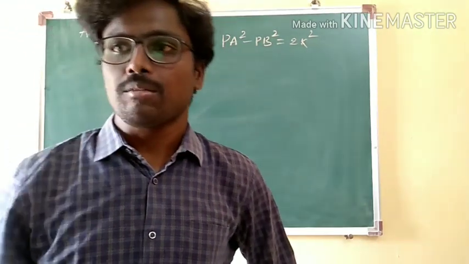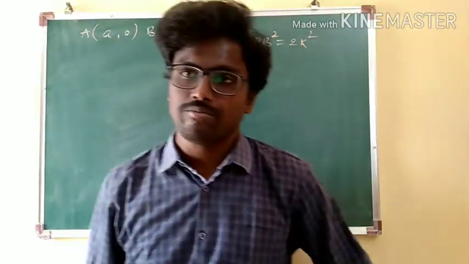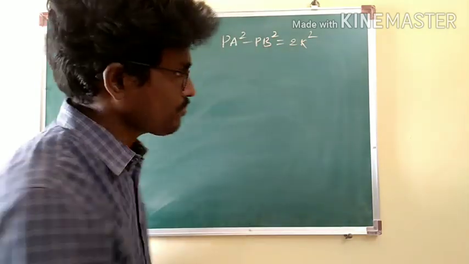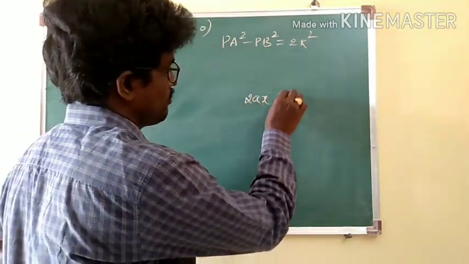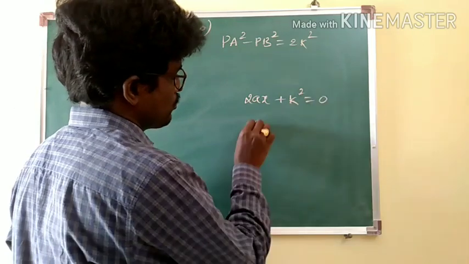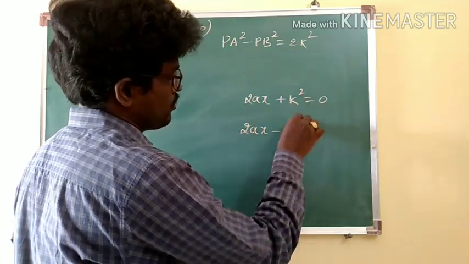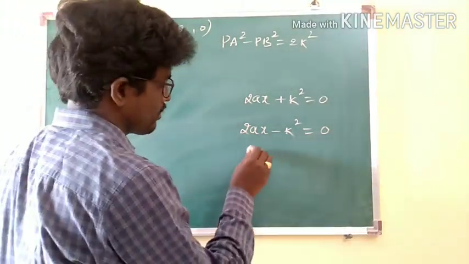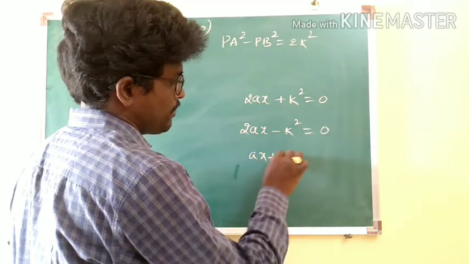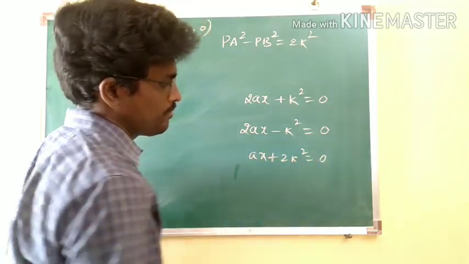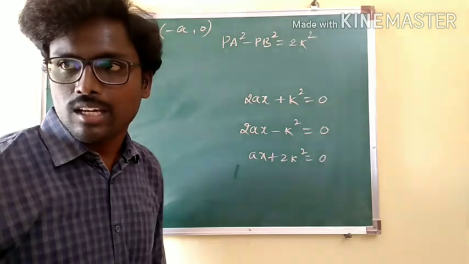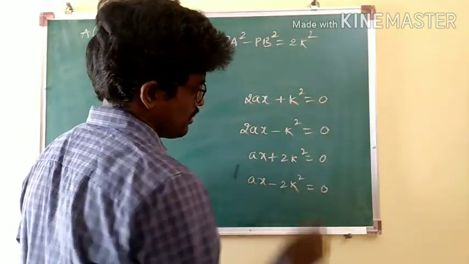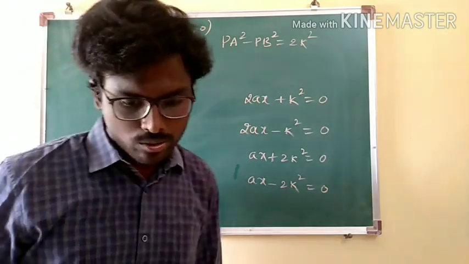Here we have the options: 2ax plus k square equal to 0, 2ax minus k square equal to 0, ax plus 2k square is equal to 0, ax minus 2k square equal to 0.